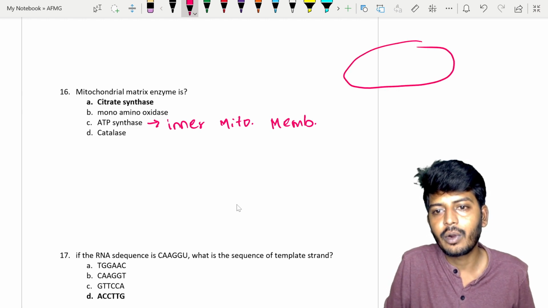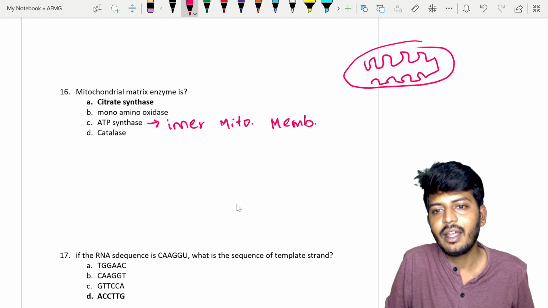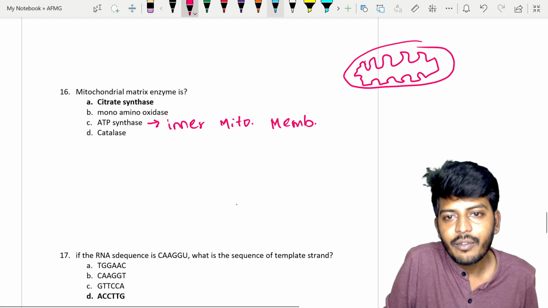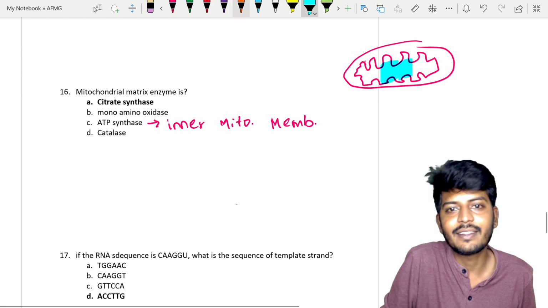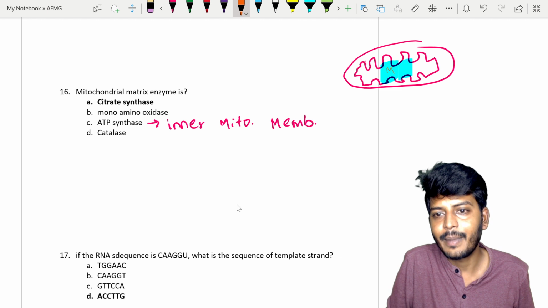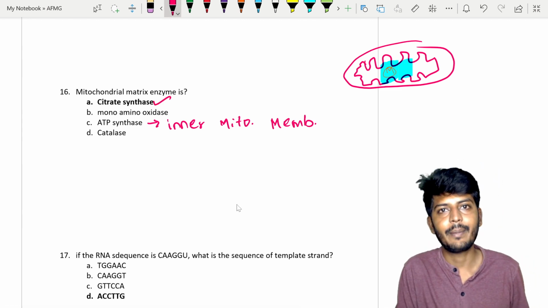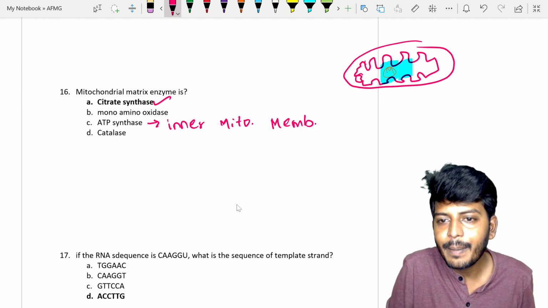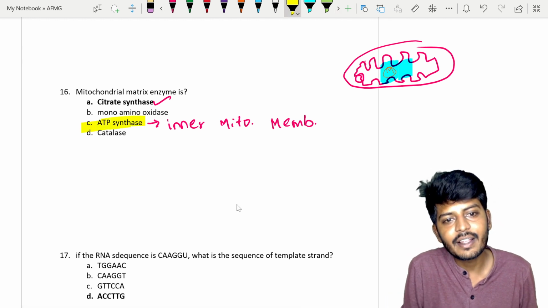Consider this is a mitochondria. So, outer layer, inner layer. Whatever is inside of this inner layer, this space, we call it the matrix. In the matrix, we usually have citrate synthase. ATP synthesis is on the membrane, my dear students. That is why we specifically say ATP synthesis is on the membrane.